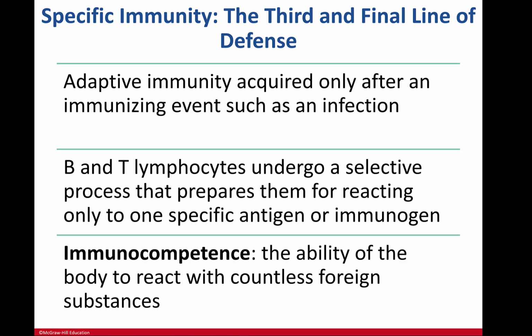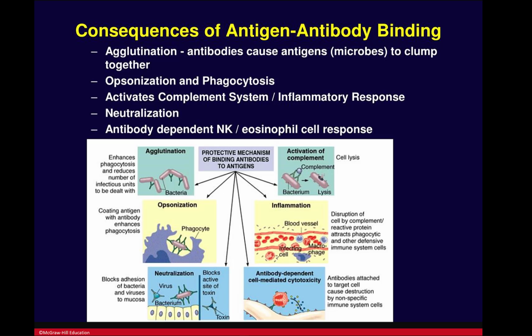So we're going to talk about B and T lymphocytes, and the selective processes that prepare them for reacting. And immunocompetence, the ability of the body to react with countless foreign substances. If you're immunoincompetent, then you're not able to do that. And so again, immunocompetence is an important term.